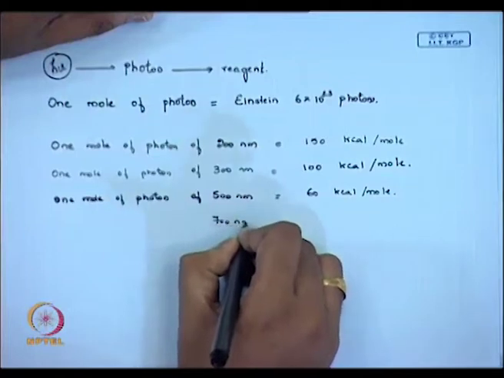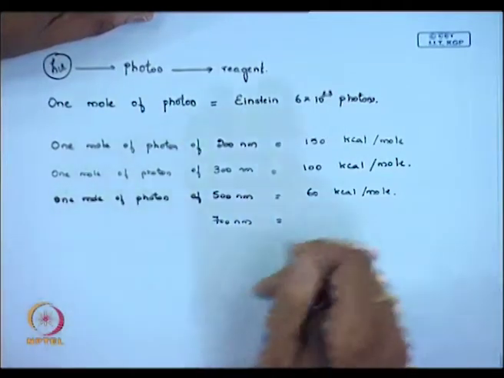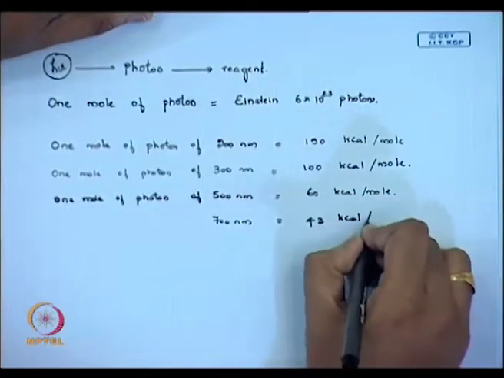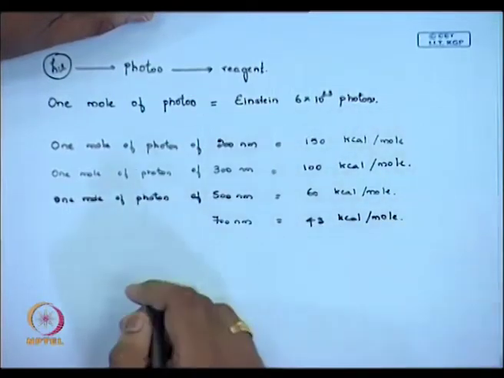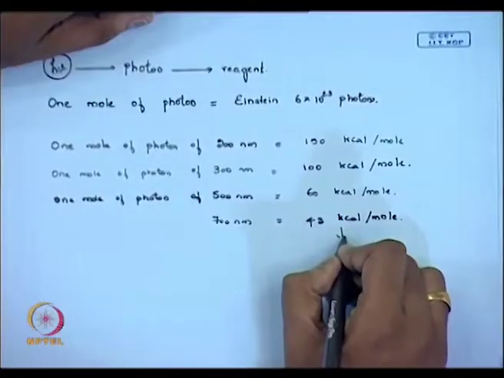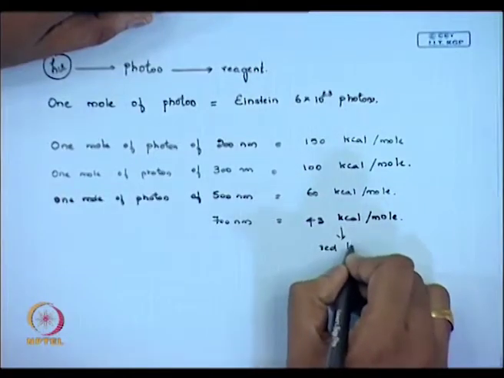If I go further down, like 700 nanometer, then you can see the energy gets very low and becomes like 43 kilocalories per mole. You can just do some excitation here, that is all. You do not see big chemistry happening like bond breaking, bond making. See, I am talking about general things. There are exceptional cases, but I am talking generally about what happens. This 43 kilocalories per mole, we call red light.